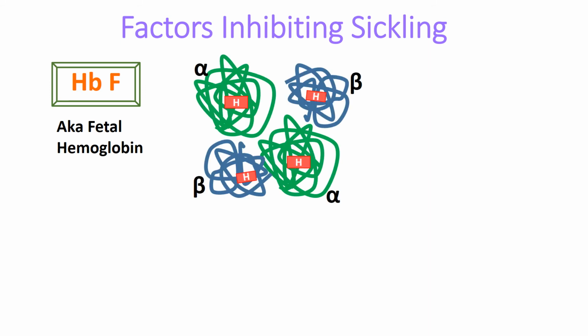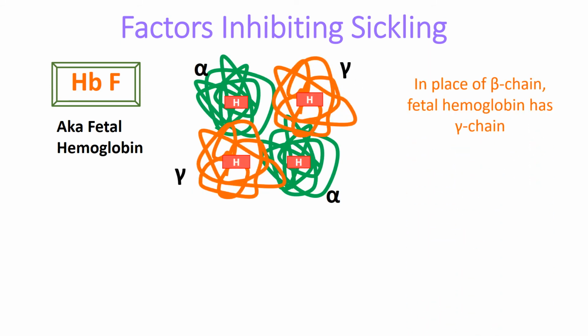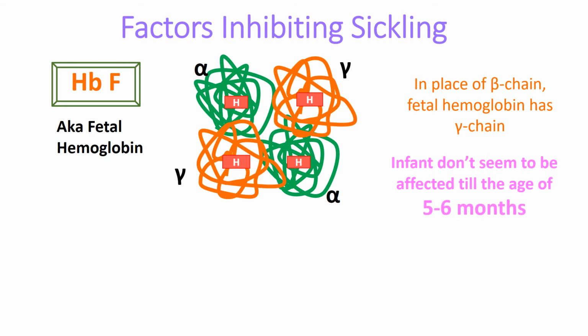Instead of 2 alpha and 2 beta chains, here we have 2 alpha and 2 gamma chains. So mutation in the beta chain really doesn't bother. That is why an infant doesn't seem to be affected till the age of 5 to 6 months. After 5 to 6 months, the production of adult hemoglobin starts, while the production of gamma chain decreases. That is why it starts to show some symptoms of hemoglobin S, or the sickle cell hemoglobin.